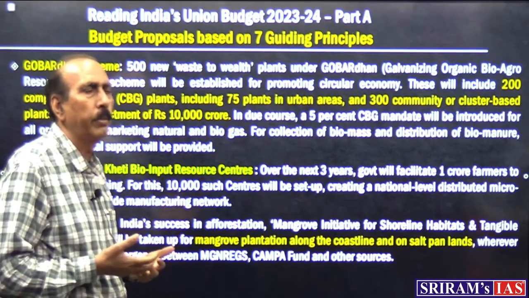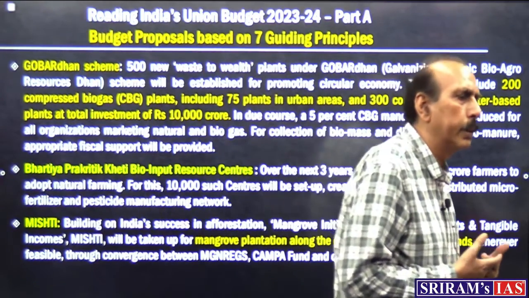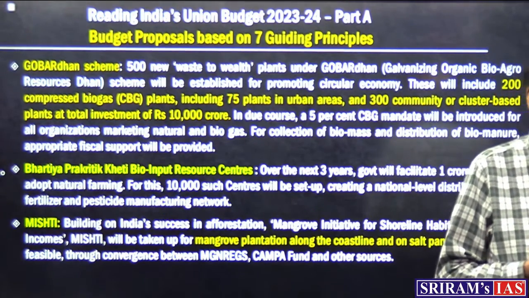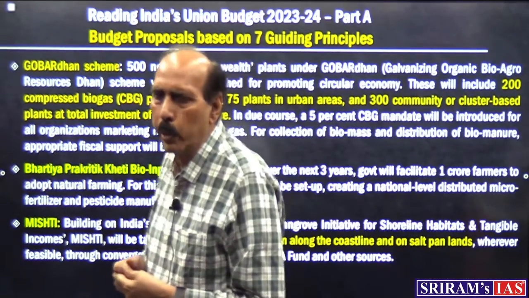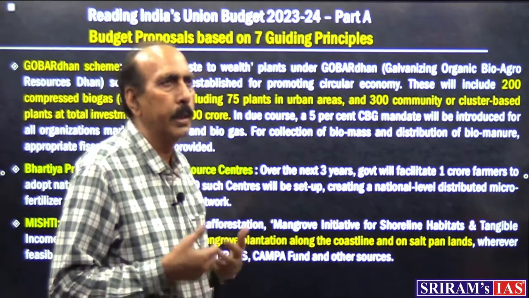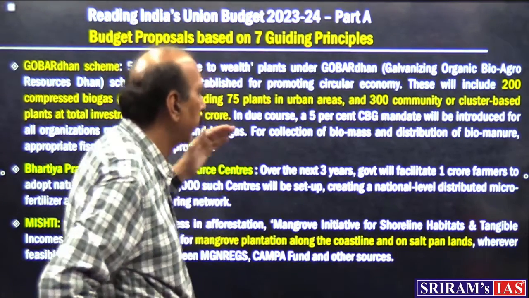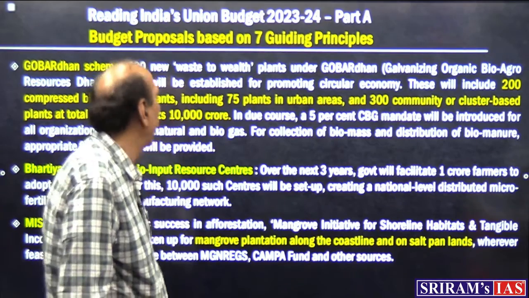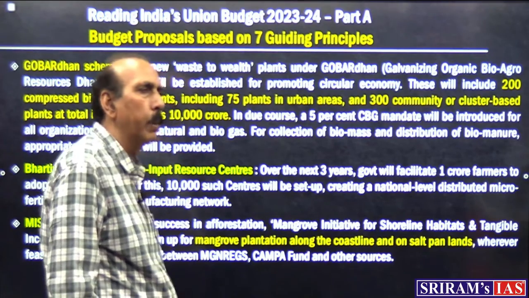Waste to wealth means this agri waste to be used and to be processed to generate the energy. Because this is agri waste, this is bio waste, and therefore energy can be generated. Already we have a plan under Ministry of New and Renewable Energy, under which the waste plants have been incentivized to set up for generating the energy from the bio waste. But here government is again emphasizing this under the new scheme, galvanizing organic bioagro resources done, under which the 500 plants are to be set up.